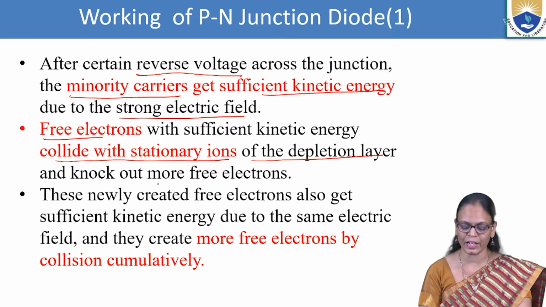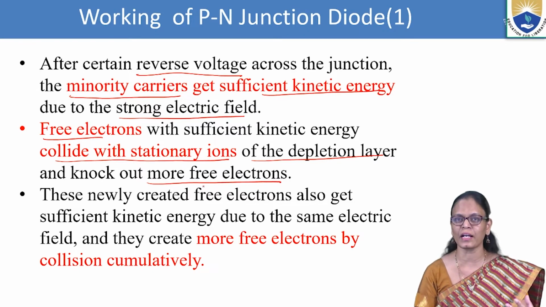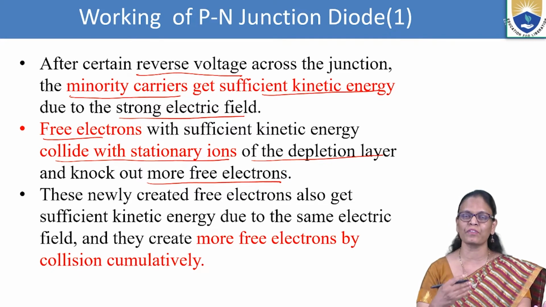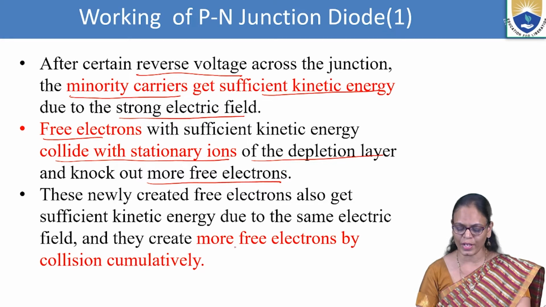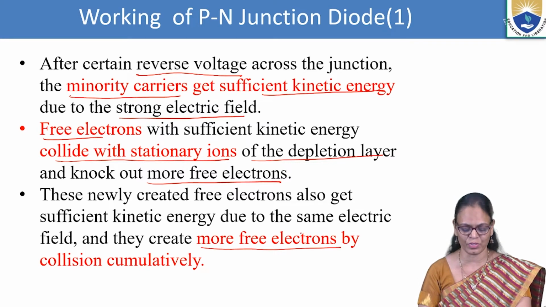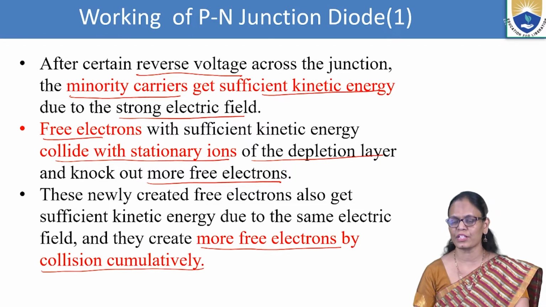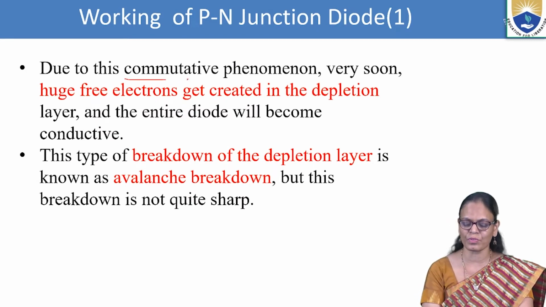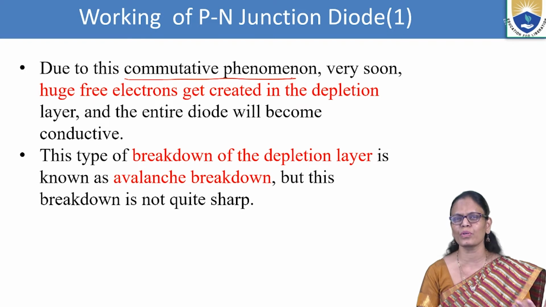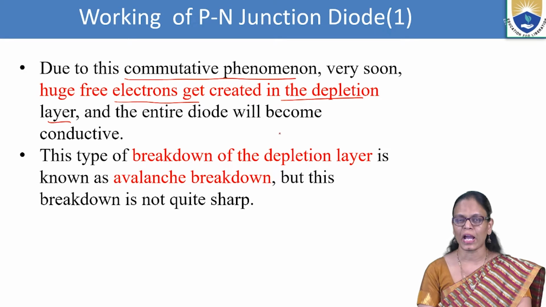So when they collide, they knock out more free electrons in the depletion layer. And these free electrons that are knocked out will go and further hit the other ions and remove more electrons. So more and more free electrons are produced because of these collisions. So this is a cumulative effect we can say. Due to this cumulative phenomenon, very soon a huge number of electrons get created in the depletion layer and the entire diode will become conductive.